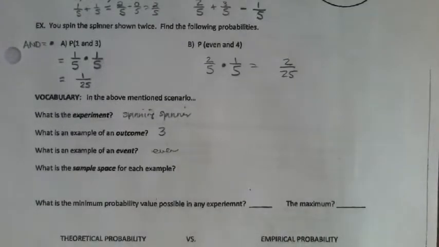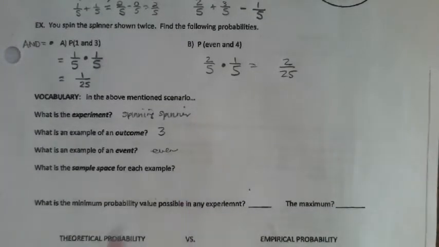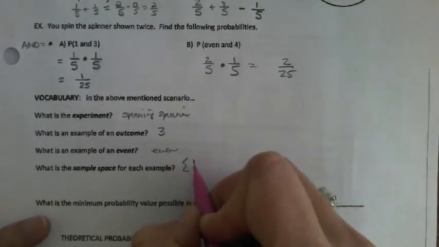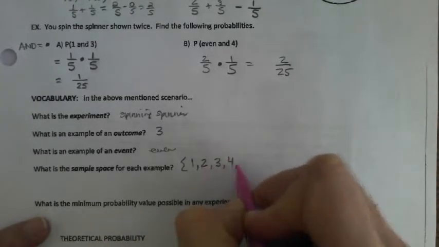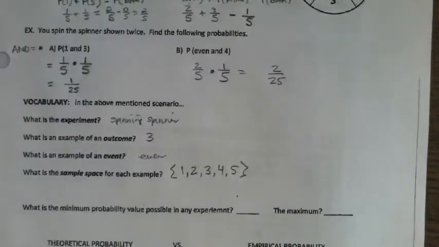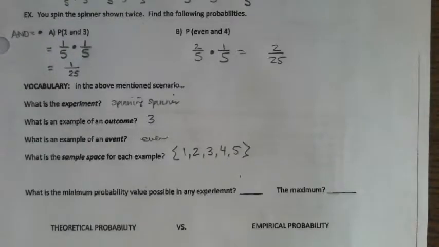The sample space, okay? The sample space is your possible outcomes. So if you're spinning the spinner just one time, your sample space is either you're going to get a 1, your outcome could be a 2, your outcome could be a 3, a 4, or a 5. The sample space is just a list of the possible outcomes. So those are the 5 possible outcomes if you're only spinning the spinner once.